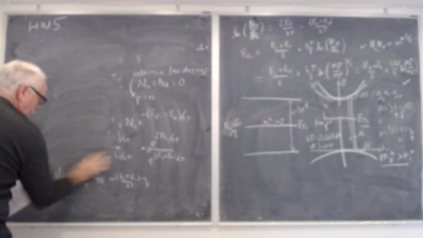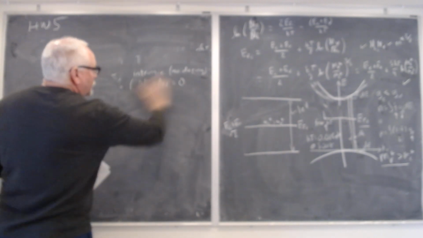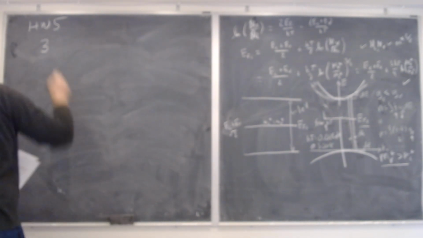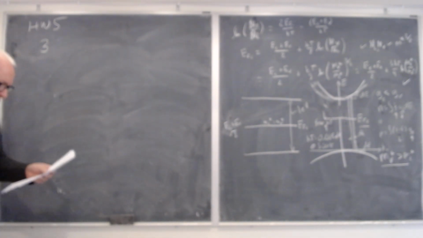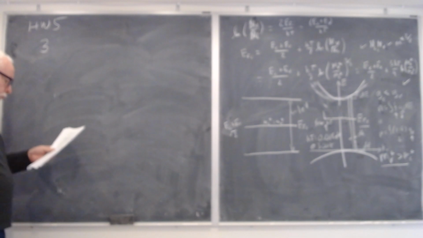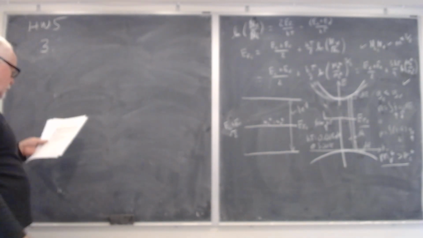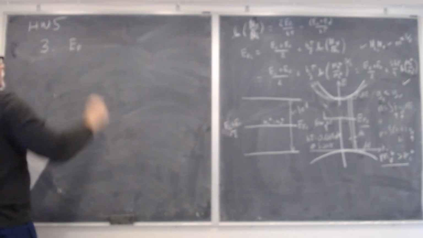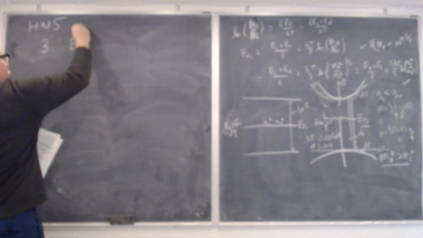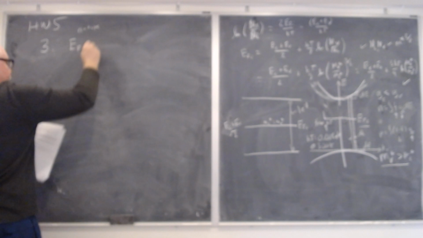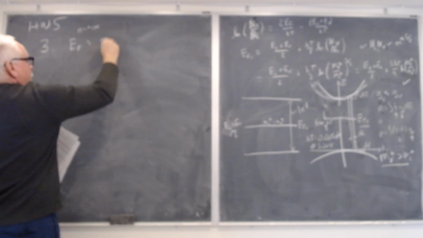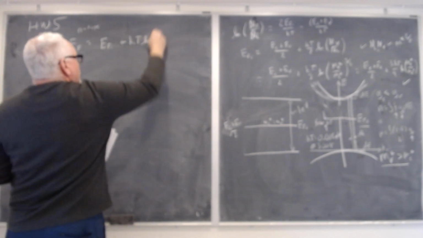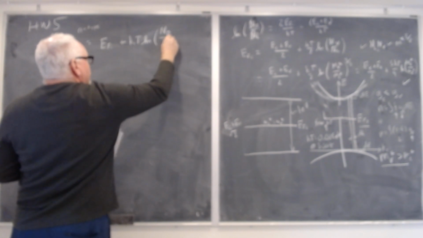Now problem 3. For problem 3, we went back, which I'm not going to rederive, to the result that the Fermi energy for N-type material is equal to the intrinsic Fermi energy plus kT times the log of Nd over Ni.